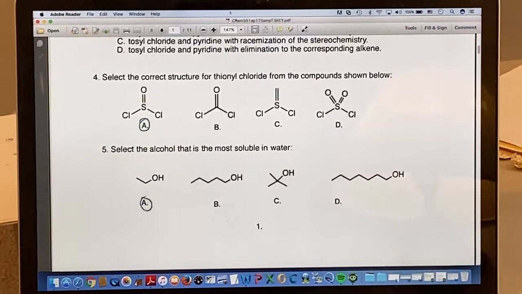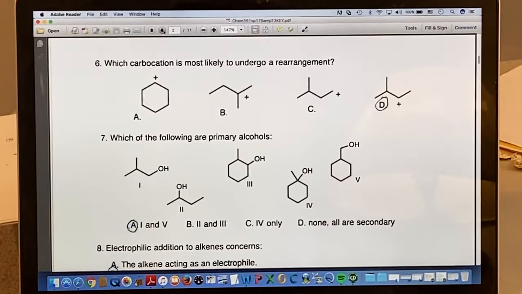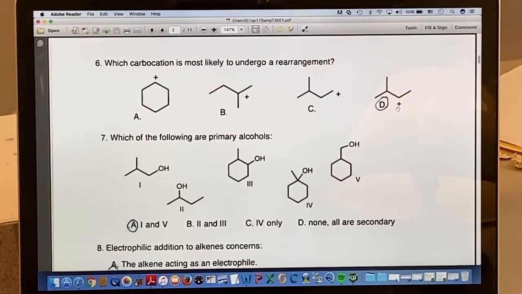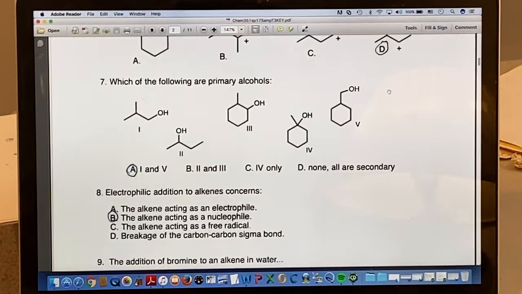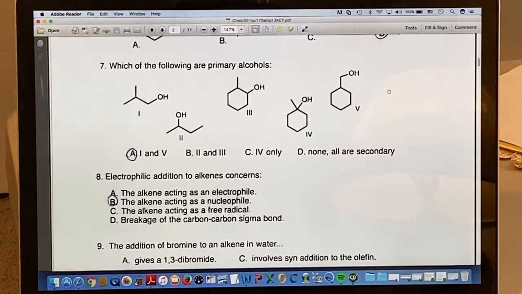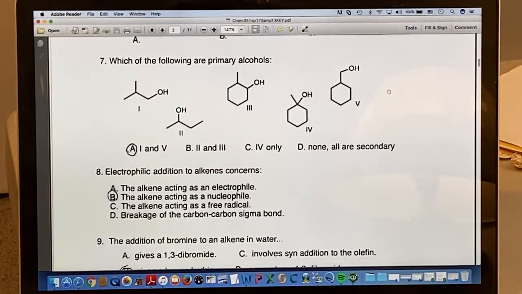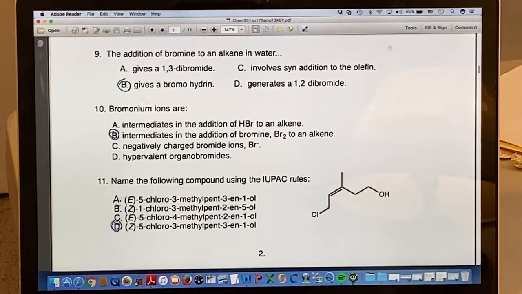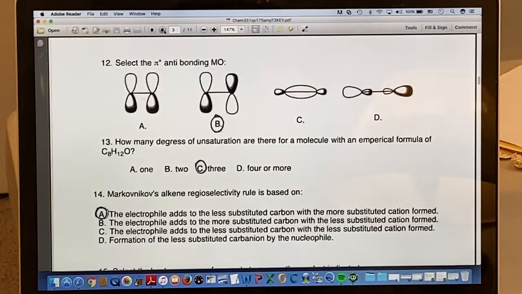Let's go on to the next page so you can see there. Carbocation undergo rearrangement. Yeah, that's the one with branching next door. That would do a hydride shift to go from secondary to tertiary. Primary alcohol, so that's just identifying things there. I don't think that's too bad. In fact, all of these I think are pretty straightforward. Yeah, the naming there. Let's just go on to page 3.